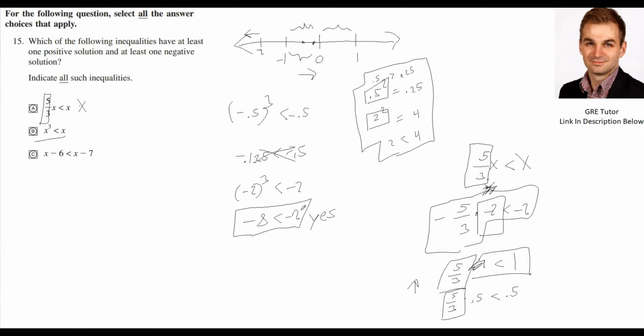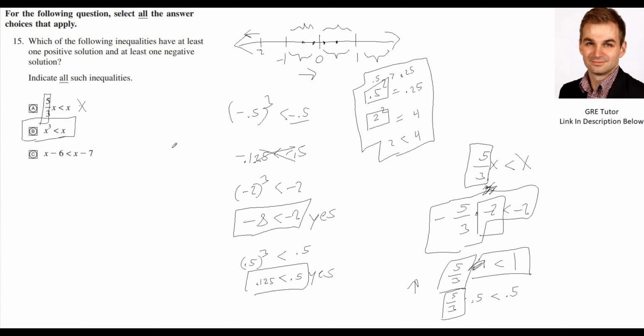Now, can we find a positive that works? Let's try the same thing. Instead of negative 0.5, let's do a positive 0.5. We're trying both of these sections, this one and this one. Is 0.5 greater than 0.5 cubed? 0.5 cubed is 0.125. Is that less than 0.5? Here's 0.5, here's 0.125. Yes, 0.125 is less than 0.5, so this works as well. So we have a yes and a yes. We can have at least one negative and at least one positive solution, so this actually is possible.